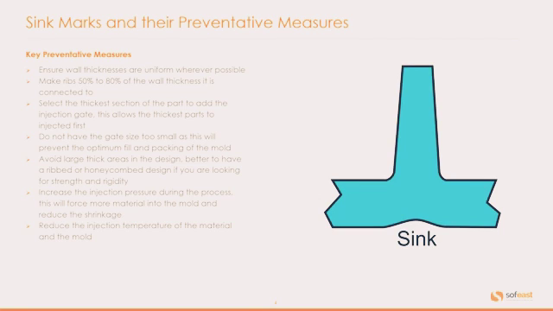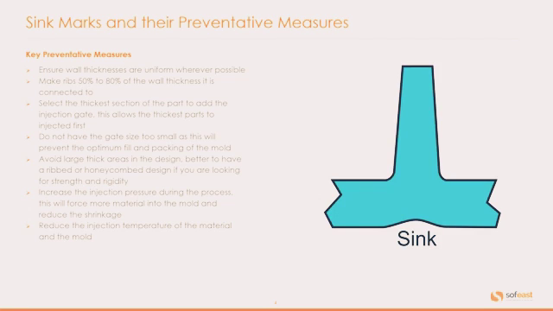Ensure wall thicknesses are uniform wherever possible. Make ribs 50% to 80% of the wall thickness it is connected to. Select the thickest section of the part to add the injection gate. This allows the thickest parts to be injected first. Do not have the gate size too small, as this will prevent the optimum fill and packing of the mold.